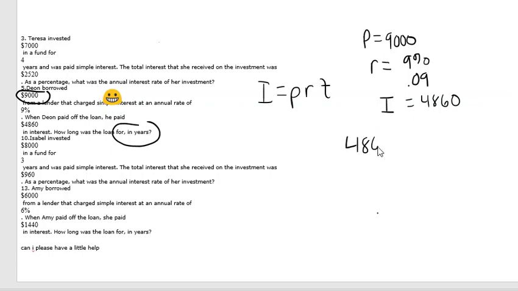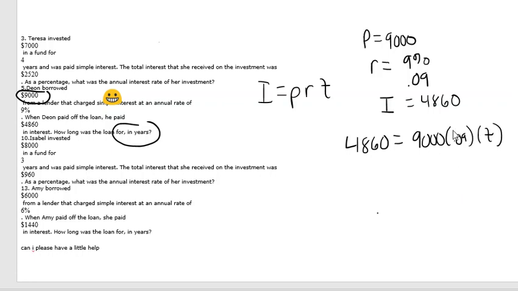So now you plug in the things that you know into the formula. We know the I is 4860. We know the P is 9,000. We know the rate is 0.09. And the thing that we don't know this time is the T. So now we just go ahead and solve this equation for the T.